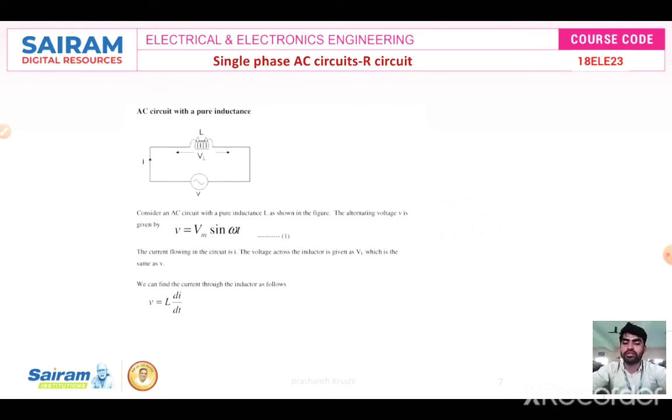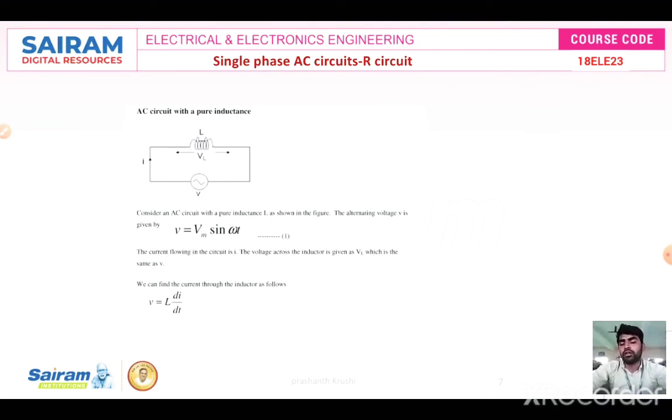So according to this, voltage is equal to L into di by dt. So V is equal to what? L into di by dt. What about voltage? Voltage is equal to L into di by dt, the voltage across the inductance. Okay, VL is equal to L into di by dt, not L is equal to di by dt. VL is equal to L into di by dt.